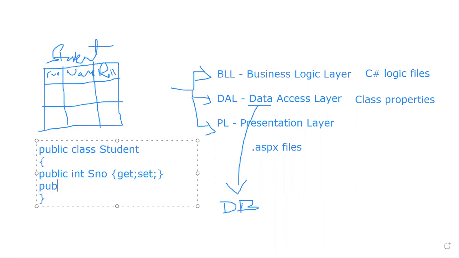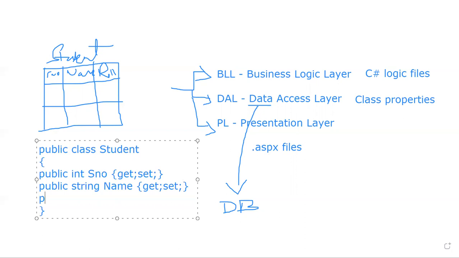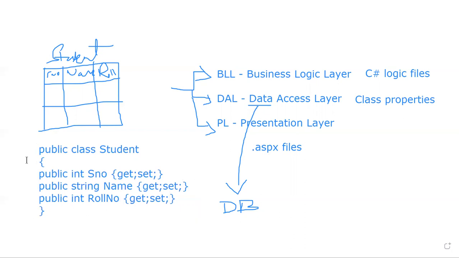In the same way, for name, public string name get set. And in the same way, roll number, public int roll number get set. So this is how I'll create one class file for one table. In the same way, in our project, however many tables we have in the database, for all these tables we will create the class files in this format. That is the best example.